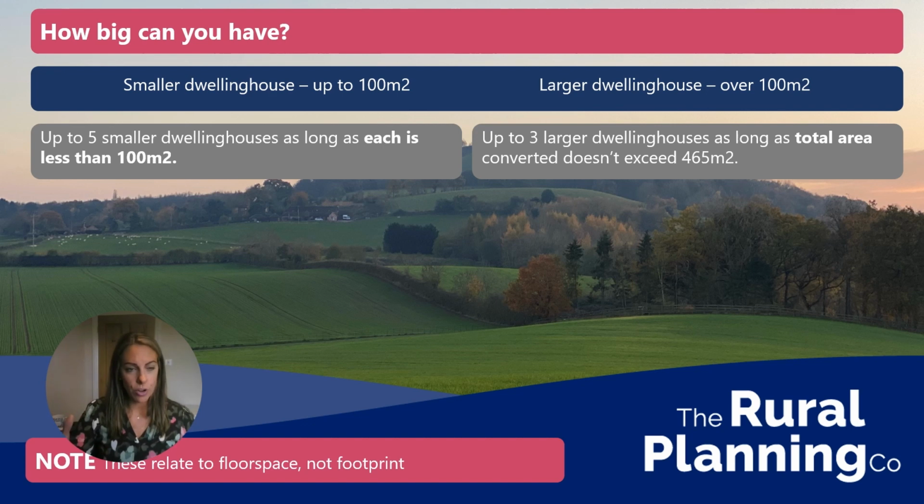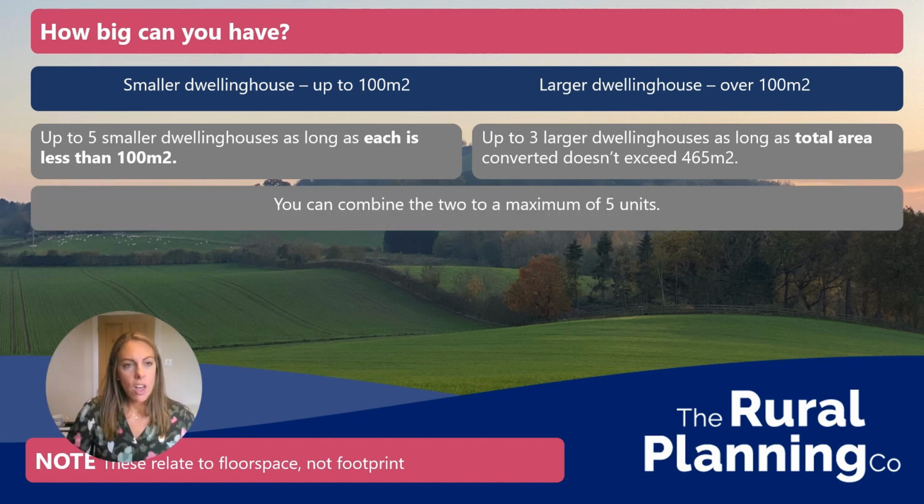Now, this is on one agricultural unit, what we're talking about here. You can combine the two to have a maximum of 5 units. So you could have 3 large and 2 small. You could have 2 large, 3 small. It depends, obviously, on the size of your building and how much capacity you've got for space.